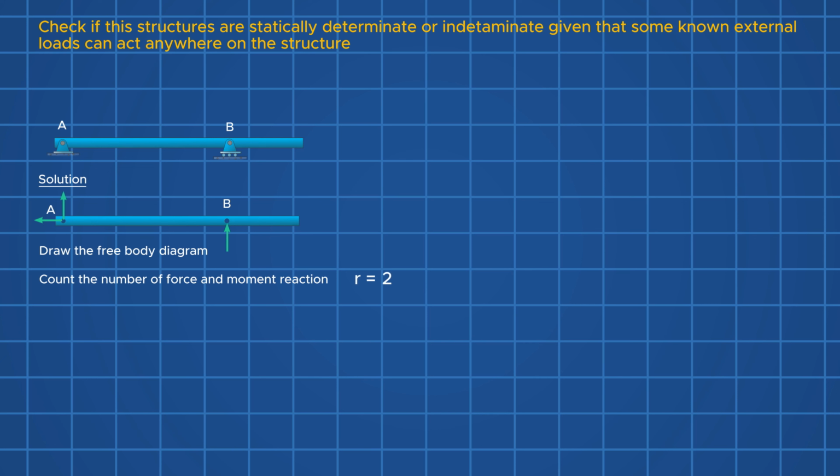2 reactions from the pin at A, 1 from the roller at B, and N is equal to 1. Then we check for the determinacy of the structure using this equation, which gives, therefore, the structure is statically determinate.